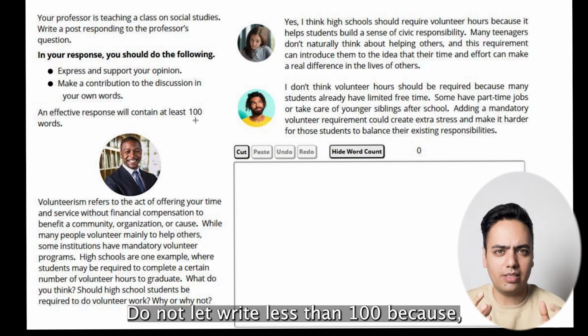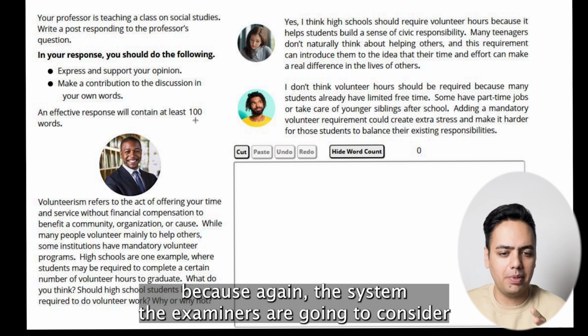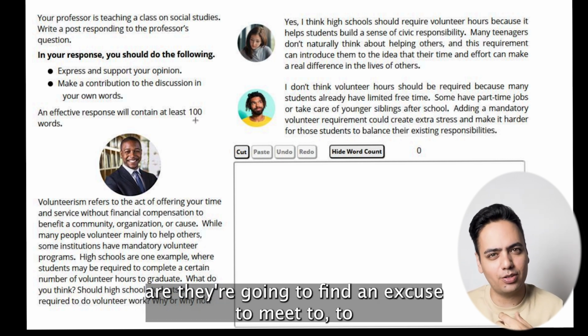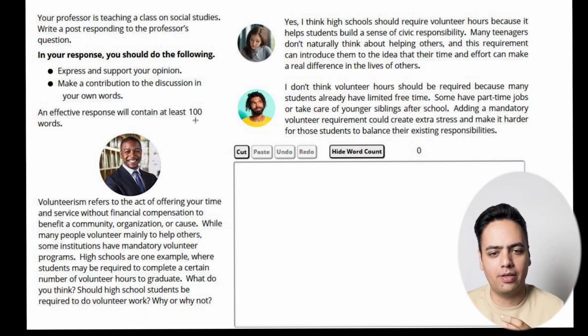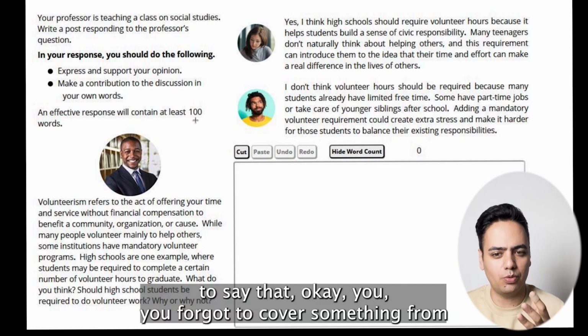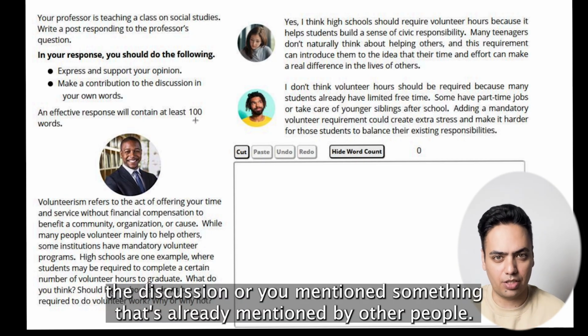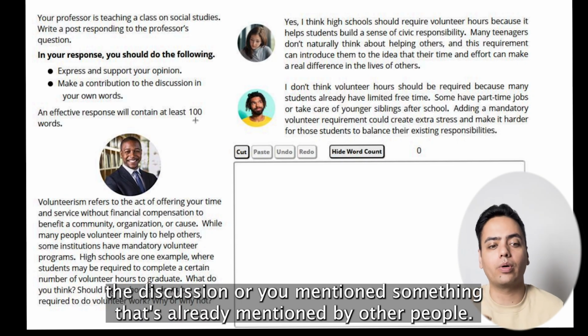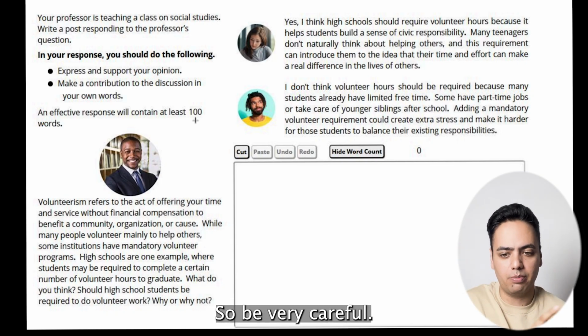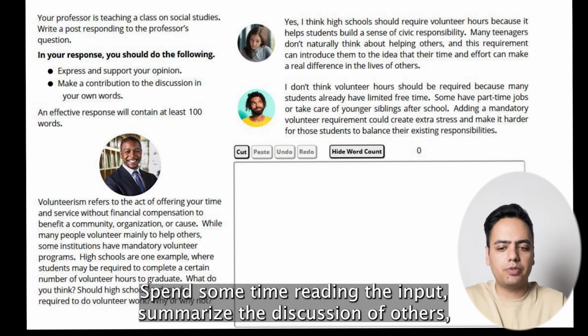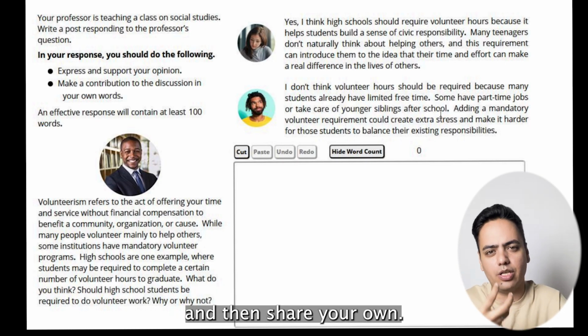Do not write less than 100, because the examiners are going to find an excuse to say that you forgot to cover something from the discussion, or you mentioned something that's already mentioned by other people. So be very careful. Spend some time reading the input, summarize the discussion of others, and then share your own.